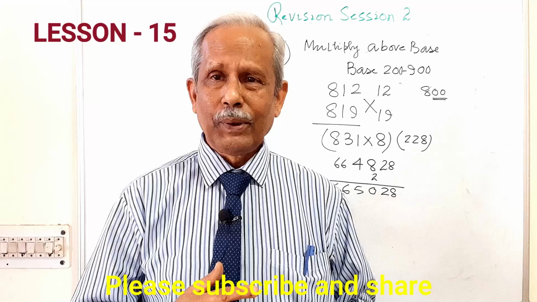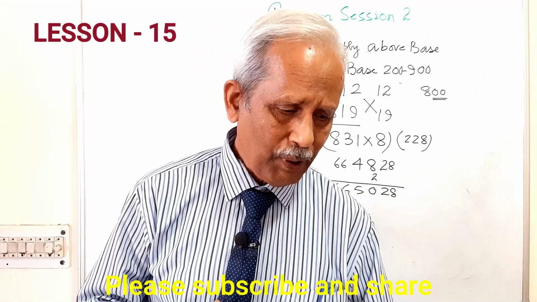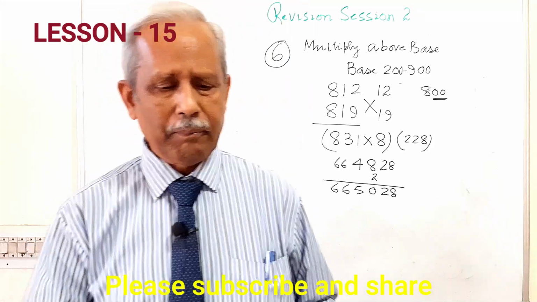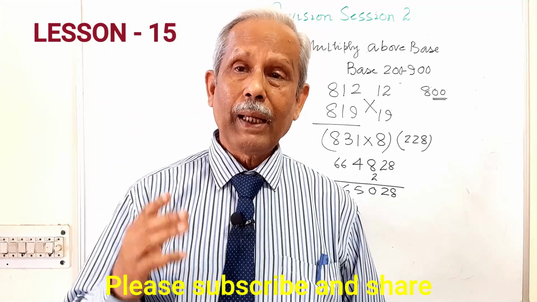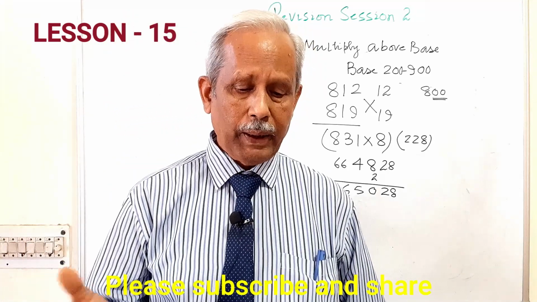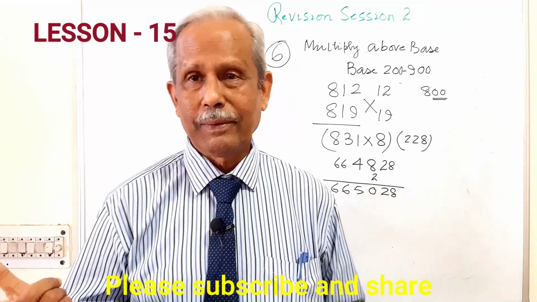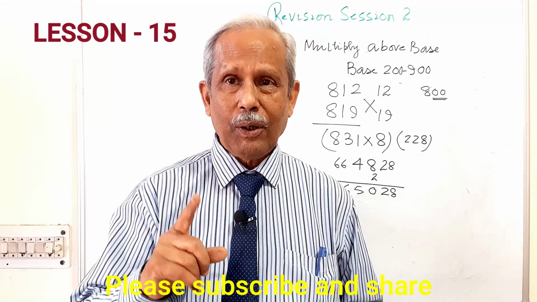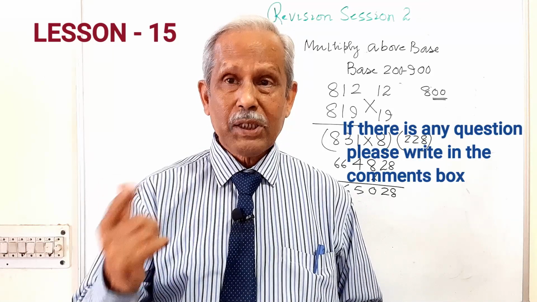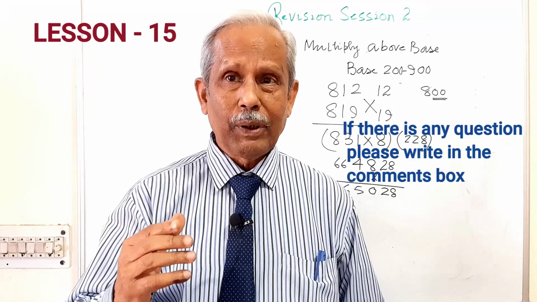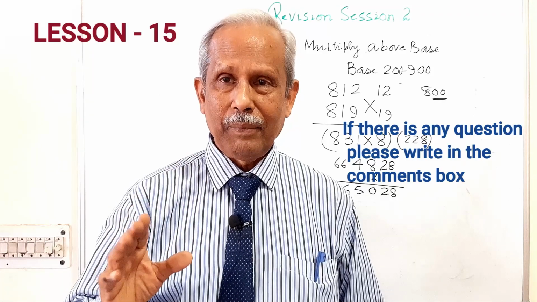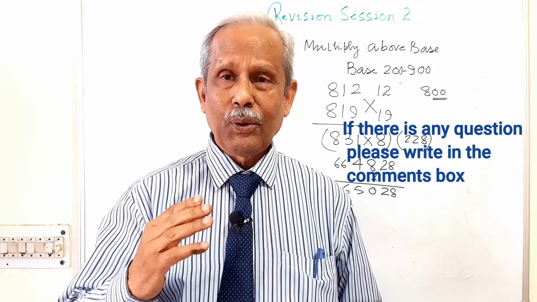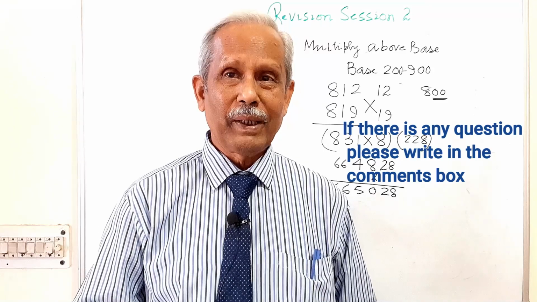So what are you going to do next time? Next time we are going to do something different. We are going to do something like multiplying two numbers when they are above and below the same base. So far we have done either below base or above base. And next time what we are going to do is two numbers, base remaining the same. One is below base and another is above base, right? So we'll multiply that. That's what we're going to see next time.